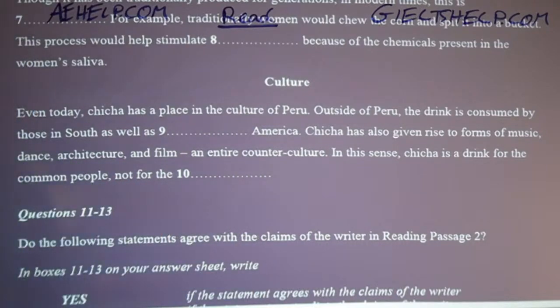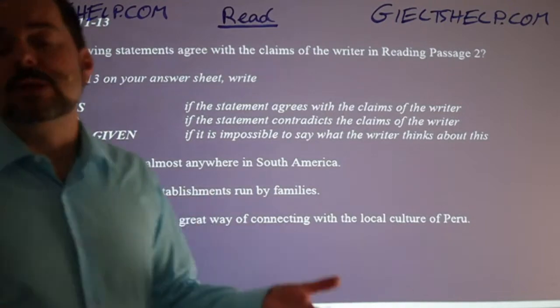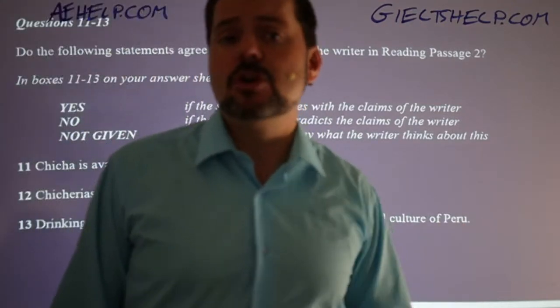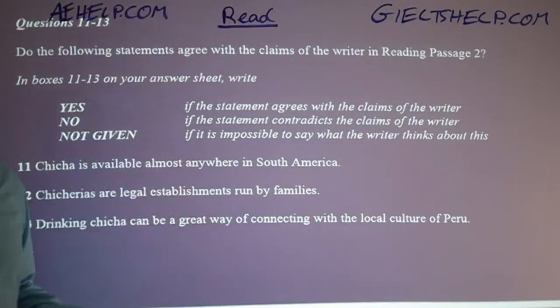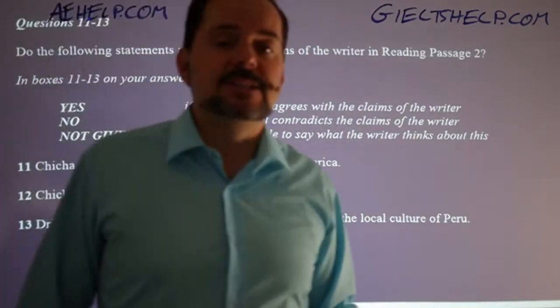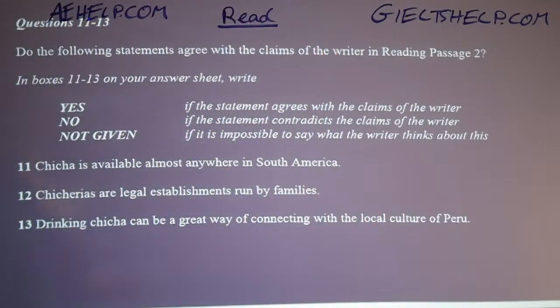Okay. Now, our last set of questions, 11 to 13, it's yes, no, not given. Don't read these before the passage because you don't know if it's yes or no or not given. Maybe it's no, not given, and then why read the passage? You're just getting some odd and false information. So leave those kinds of questions for the end.